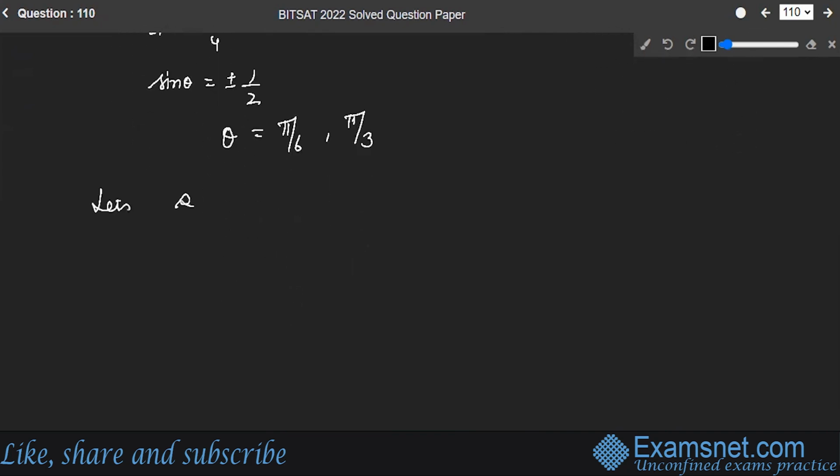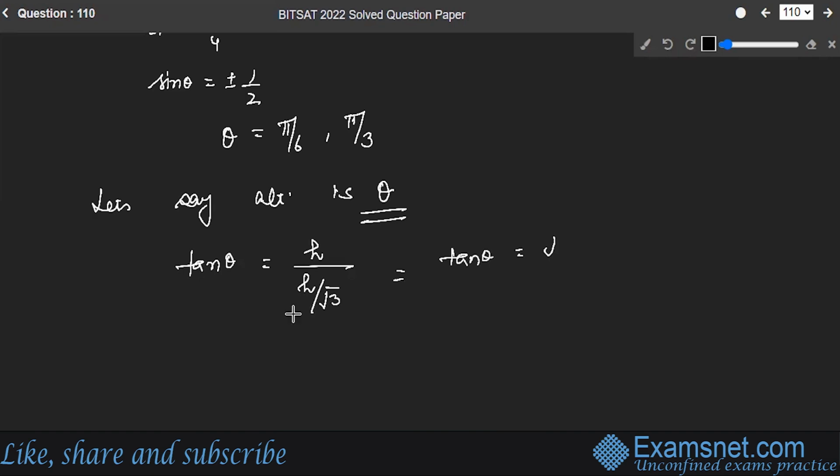Let's say the altitude angle is theta. So you have tangent theta is equal to this, which will be equal to root 3. That means theta here will be equal to pi by 3. Okay, that means I have picked up theta is equal to pi by 3.